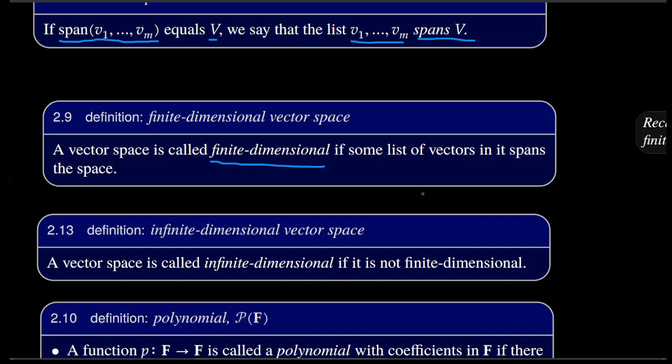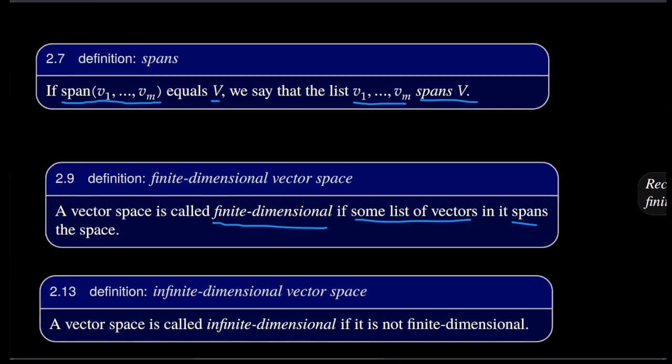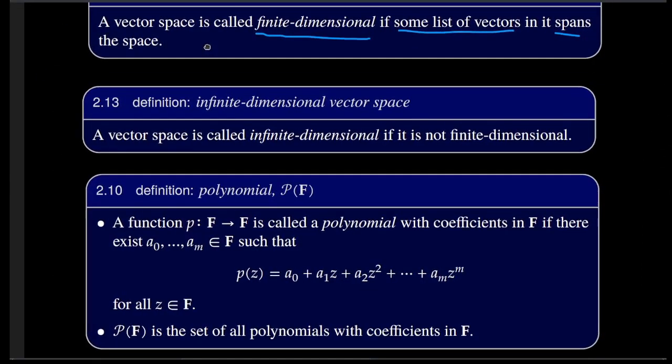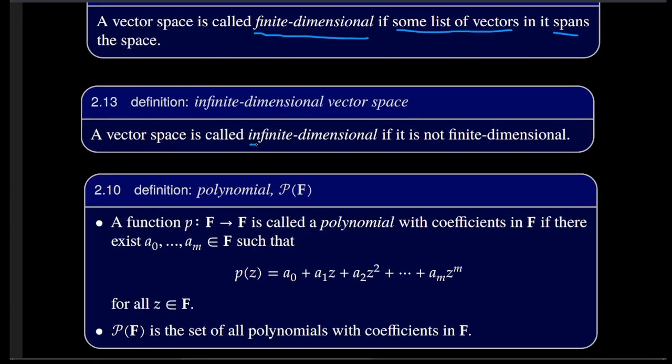But for now, we'll say that a vector space is finite dimensional, implicitly noting that we don't really have an idea of what dimension means yet. This is just kind of a stand-in term. We'll say that it's finite dimensional if there is some list of vectors in it that spans the space. So a list, a finitely long ordered collection of vectors, such that the span, that is the set of all linear combinations of those finitely many vectors, is equal to the whole space. Okay, cool. Naturally, if something is not finite dimensional, we'll call it infinite dimensional.